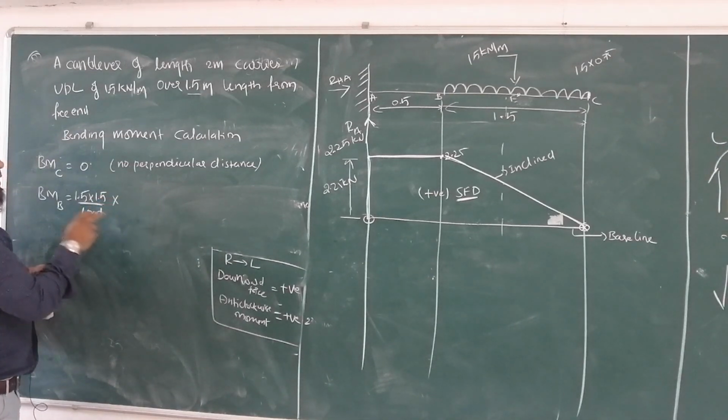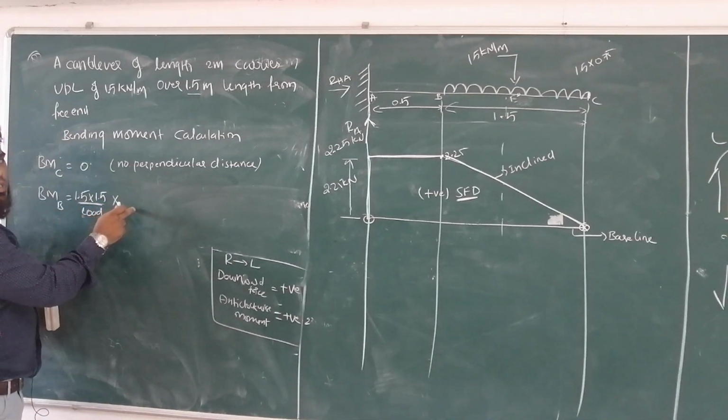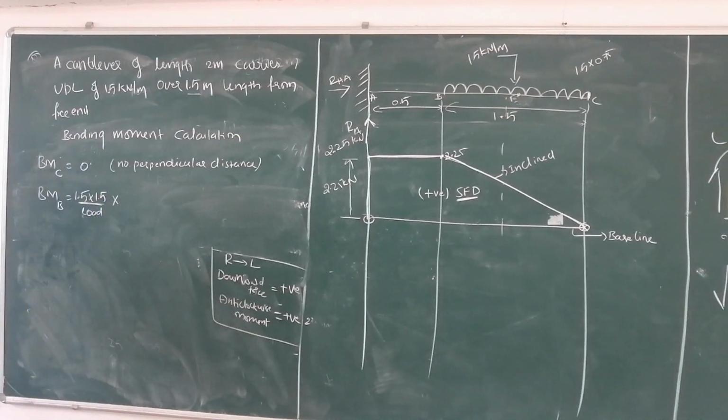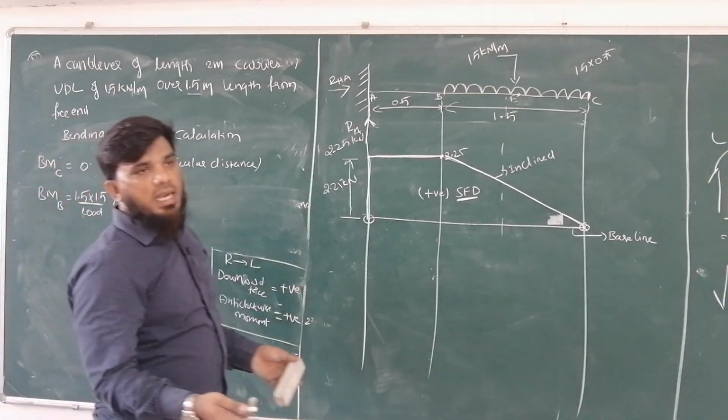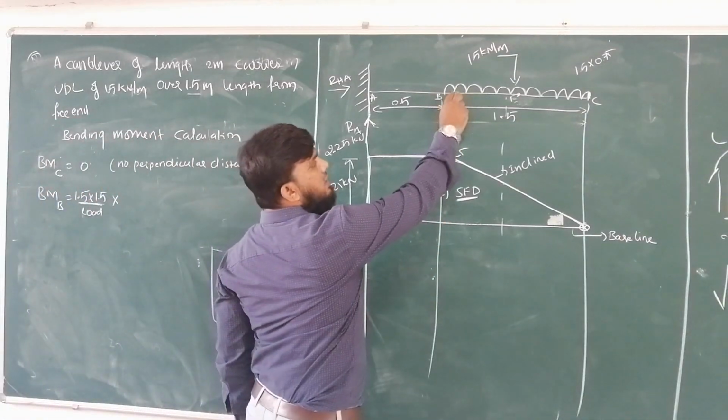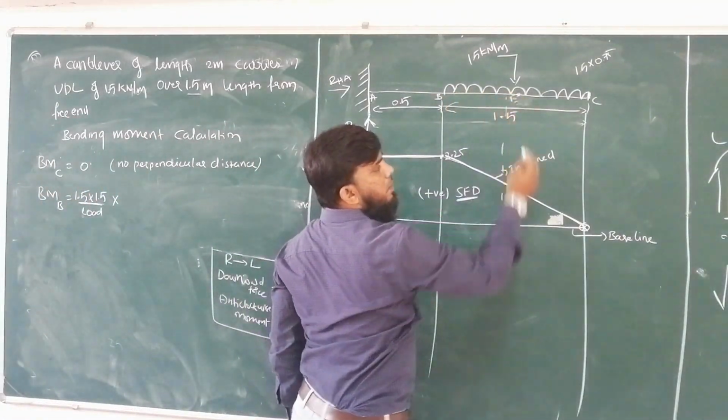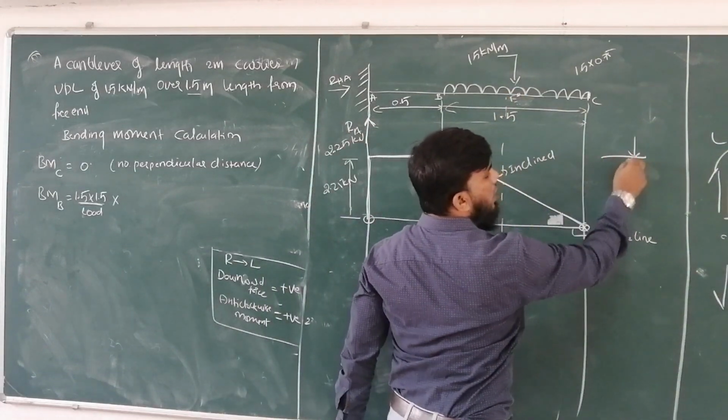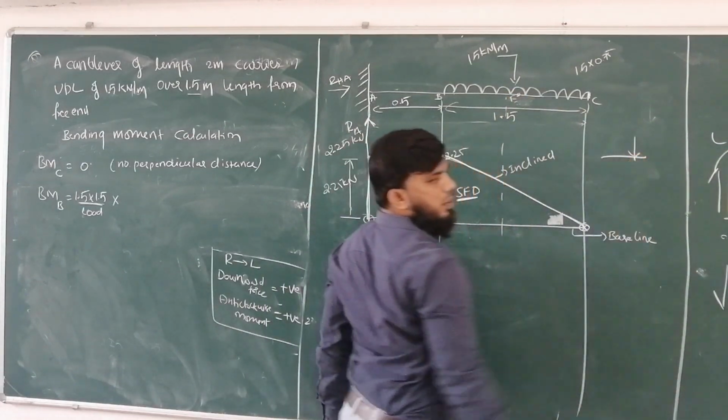Next, the force is complete, the load is completed. Next we go on to the perpendicular distance. How will you take the perpendicular distance? Where is it acting? Is it acting at this point, this point, or this point? Previously, when you had a point load, you knew that the point load is acting at the point.